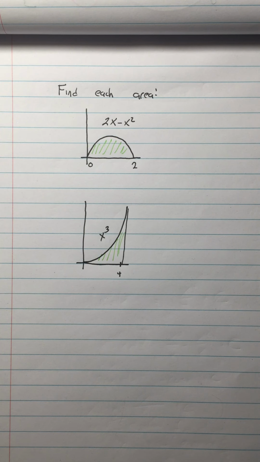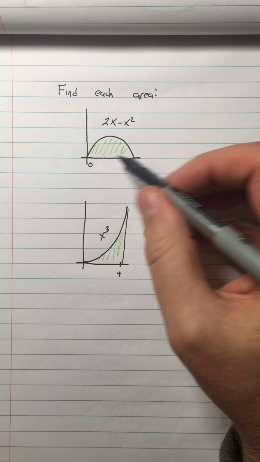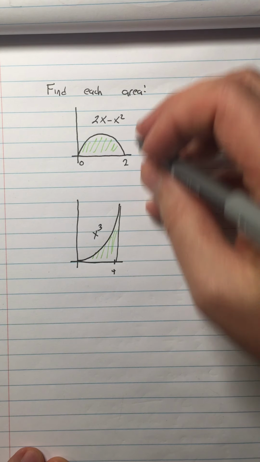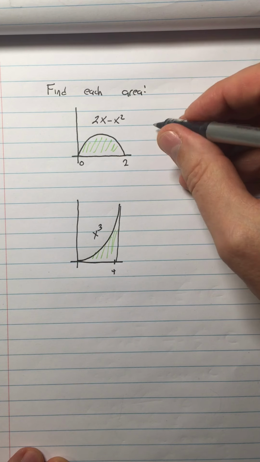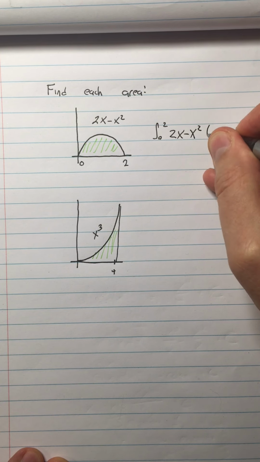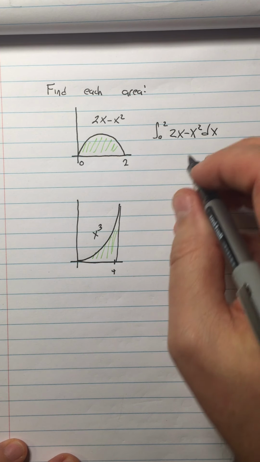So now, as promised so long ago, we will find many diverse types of area very quickly. Here's an area from 0 to 2 of 2x minus x squared. If I want to know this area, I just say that area is the integral from 0 to 2 of 2x minus x squared dx. I'm going to show you this nifty new notation too.